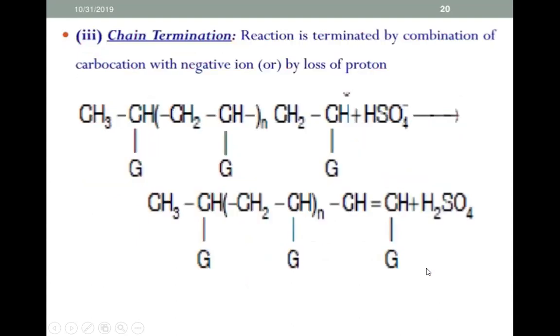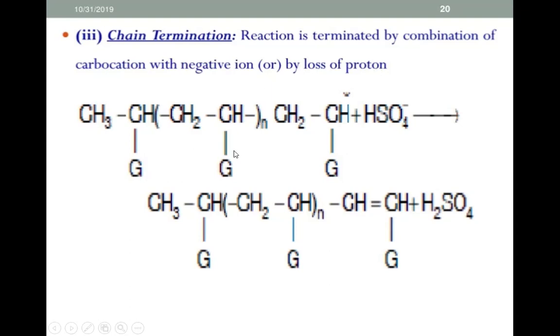And next, coming to the third step, which is known as the chain termination step, the reaction is terminated by the combination of the carbocation with the negative ion or by the loss of a proton. Two processes are there for the chain termination: either by the combination with the negative ion, or the chain gets terminated by the loss of proton.